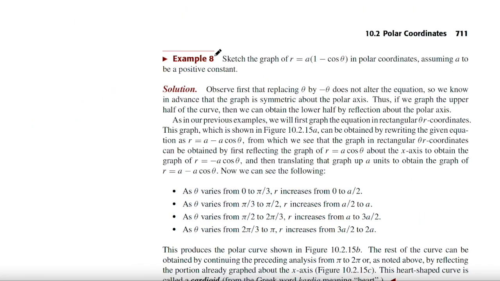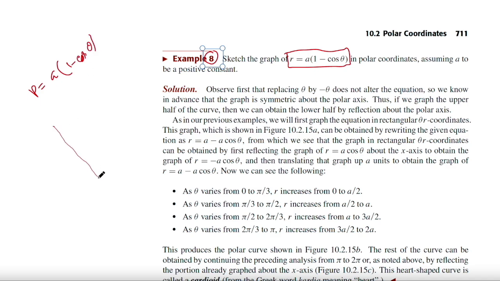Example 8. Sketch the graph of this equation r equal to a into 1 minus cos theta in polar coordinates. This is a very important graph. We will use this one in several problems in the next couple of lectures. So try to understand the sketching of this one. r equal to a into 1 minus cos theta in polar coordinates, assuming a to be a positive constant.